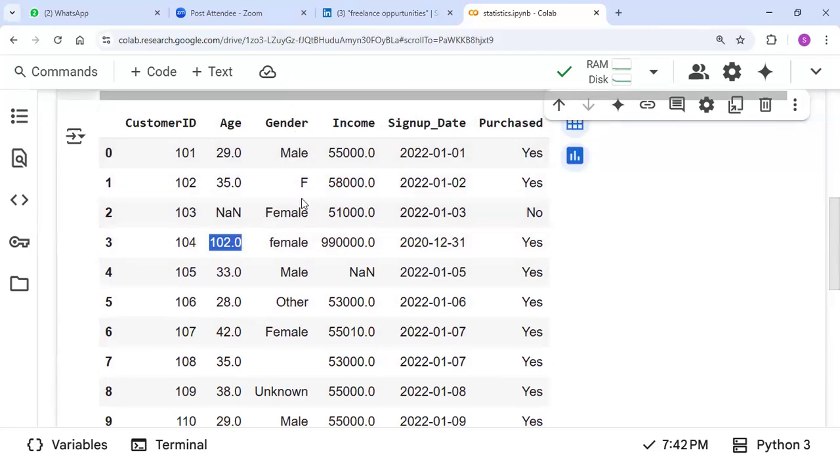If you look at the gender, the values are not standardized. You have male, female, and so on, but the values are not standardized. So this can be considered inconsistent data. Values like other or unknown, you do not know what they are. It is all ambiguity. You can classify this under ambiguity, like other or unknown.